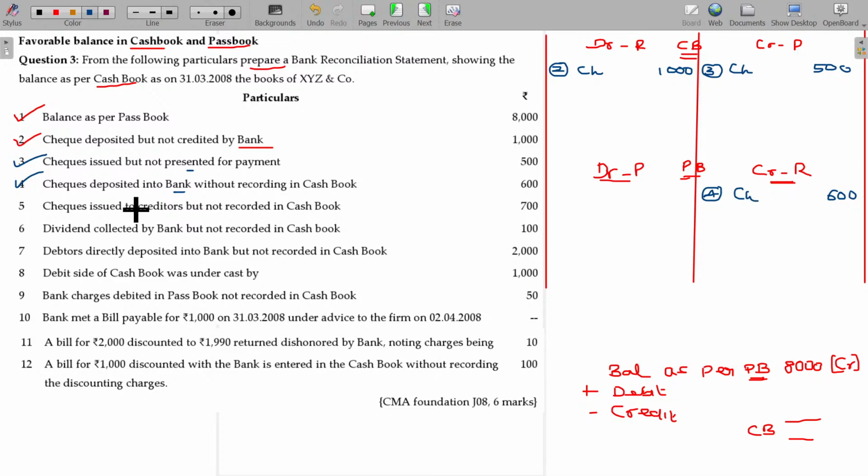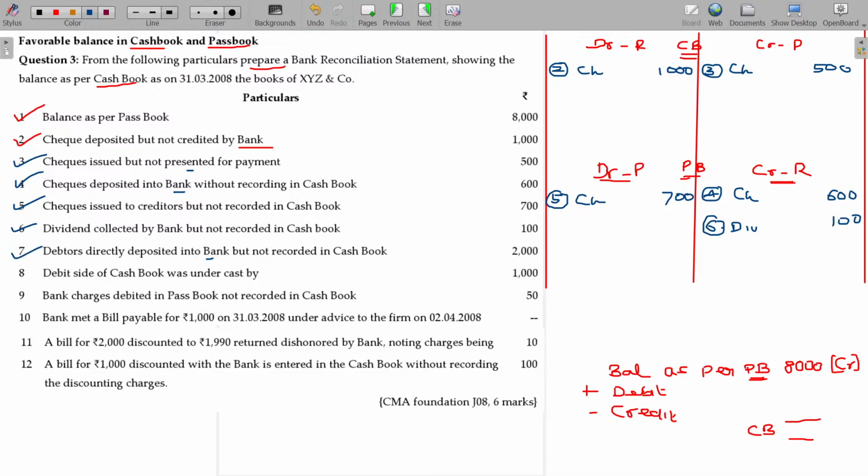Check issued to creditors but not recorded in the cash book. So we have issued, then the banker paid that also and posted that in the payment side. The value being 700, but we missed to record in our book. It's an error of omission. Dividend collected by the bank but not recorded in cash book. So banker collected as per the standing instruction. This value being 100.